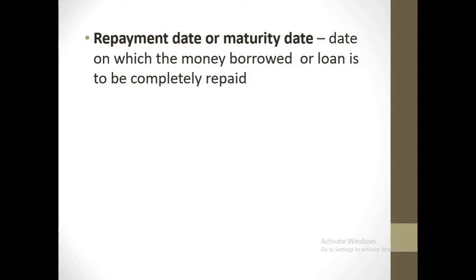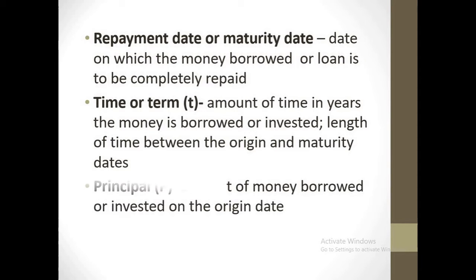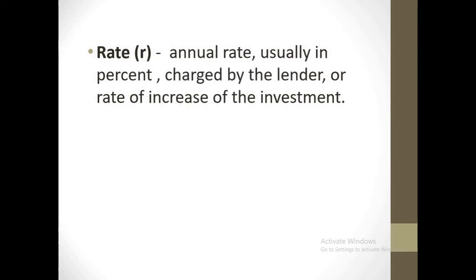repaid. Time or term T is the amount of time in years the money is borrowed or invested, the length of time between the origin and maturity dates. Principal P is the amount of money borrowed or invested on the origin date. Rate is the annual rate, usually in percent, charged by the lender or the rate of increase of the investment.